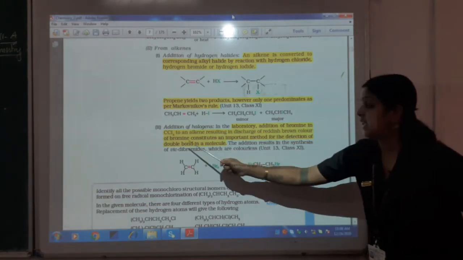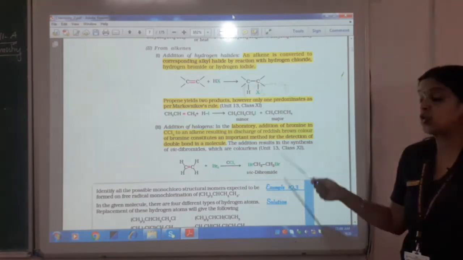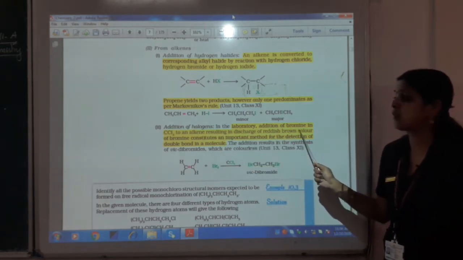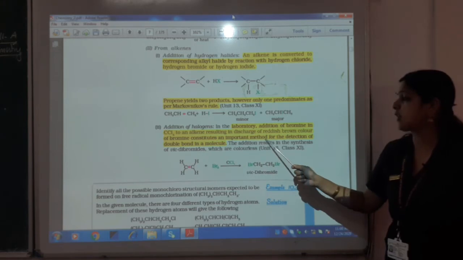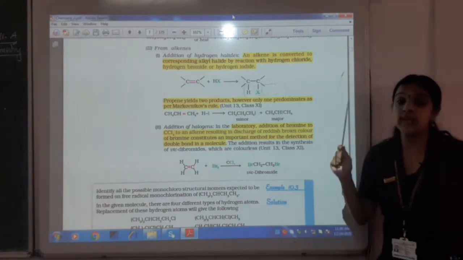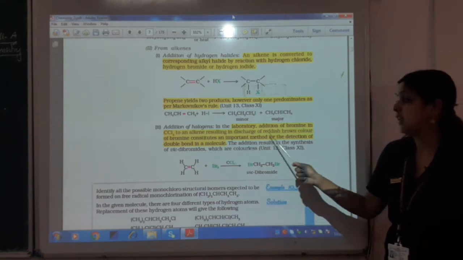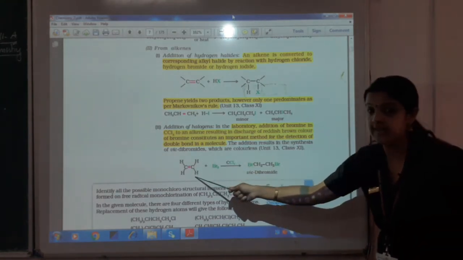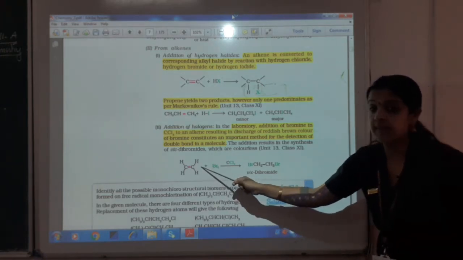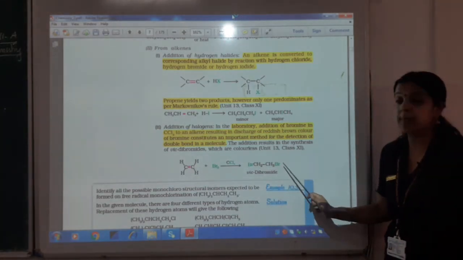Addition of bromine in carbon tetrachloride. What is the use of carbon tetrachloride? That is a solvent which is used again to trigger the reaction. It results in discharge of reddish brown color of bromine, constitutes an important method for detection of double bond in a molecule. So when an alkene, if you want to confirm whether there is a double bond in your compound, if you add bromine in carbon tetrachloride, the reddish brown color disappears if double bond is present. So what happens? Each bromine atom comes and attacks one carbon, the double bond breaks and it becomes a single bond. So you get CH2Br, CH2Br.